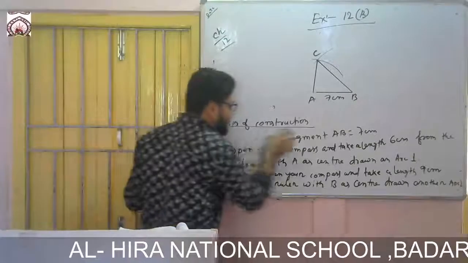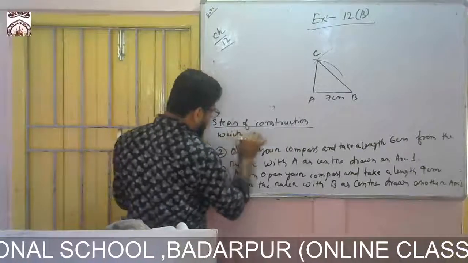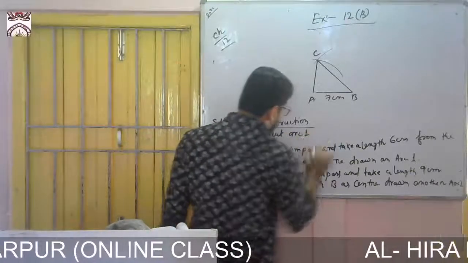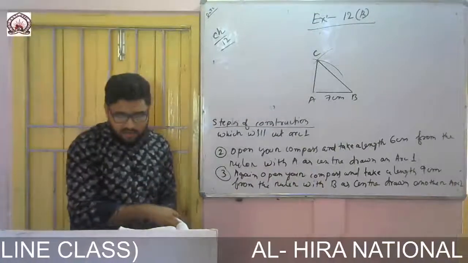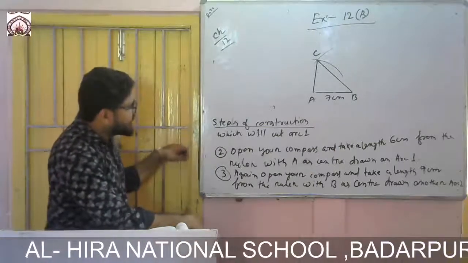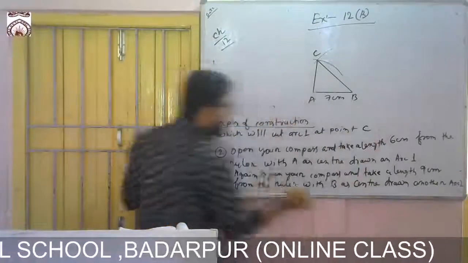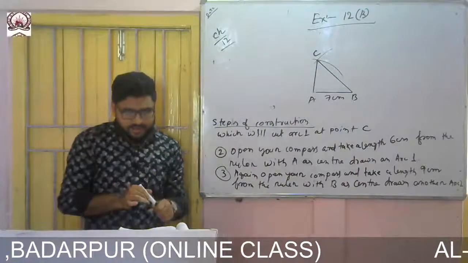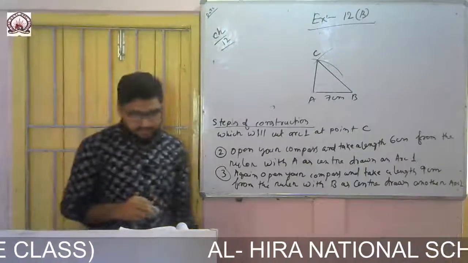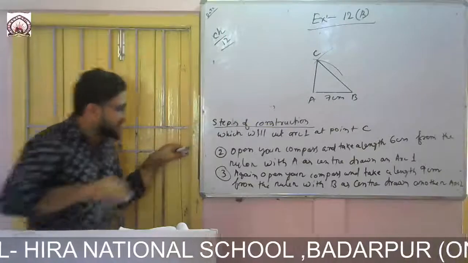Draw another arc 2 which will cut arc 1 at point C. Now label C, which will cut arc 1 at point C. Now join A and C.